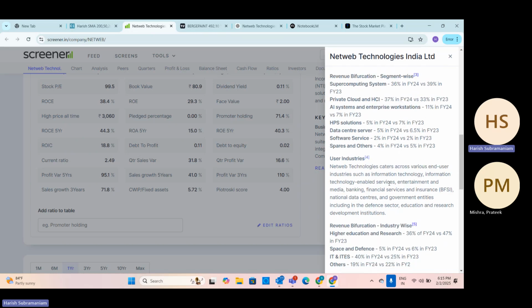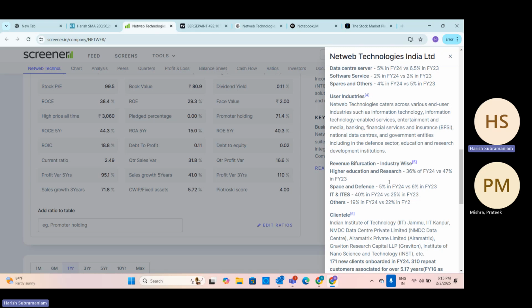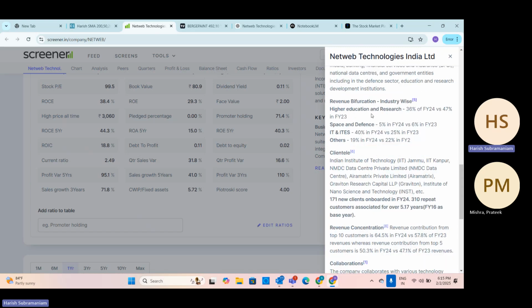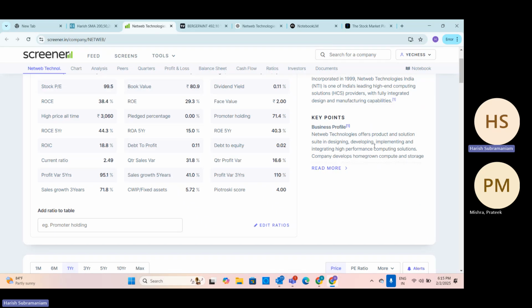And then, okay, this is the bifurcation. And then who are the industries? It caters across various end user industries: IT, ITES, entertainment, media, banking, financial, insurance, national data centers, government, etc. We see what the revenue bifurcation is. Higher education has a lot of share, 36%, and then IT has some 40%.